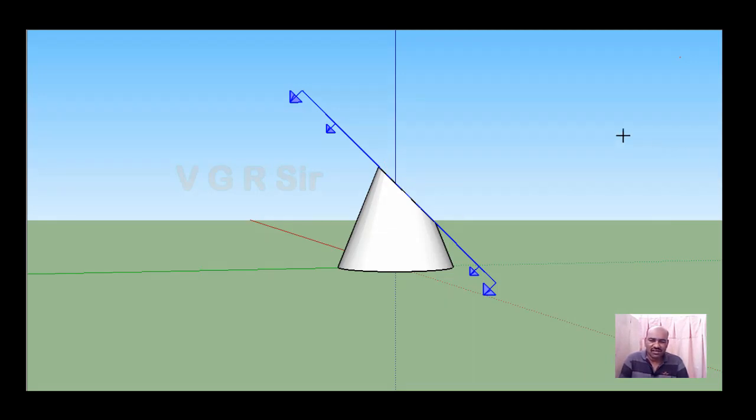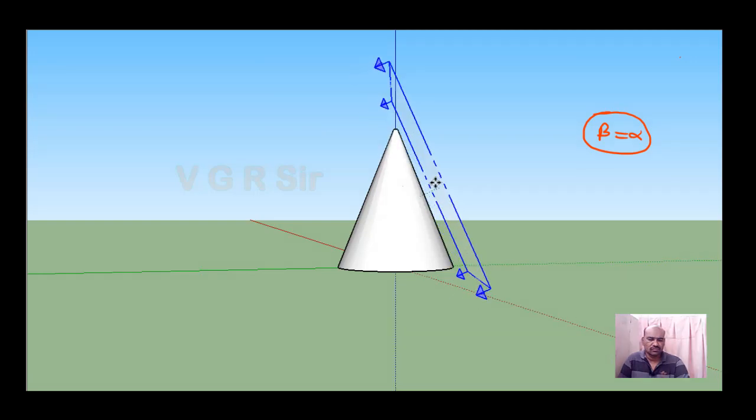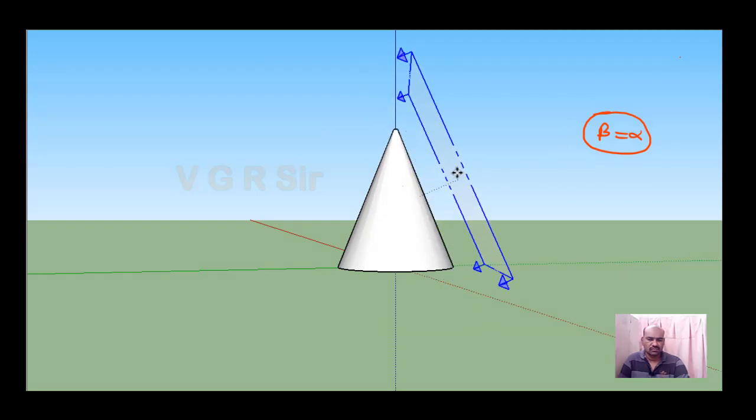Okay, so now I want to change the angle. I want to take angle beta which is equal to alpha. Means that the plane should be parallel to the generator. Observe here, the plane is parallel to the generator. Now I want to cut the cone by using this plane.